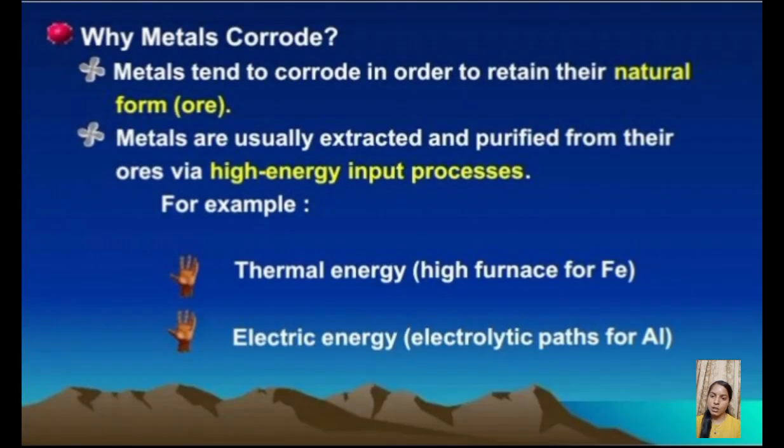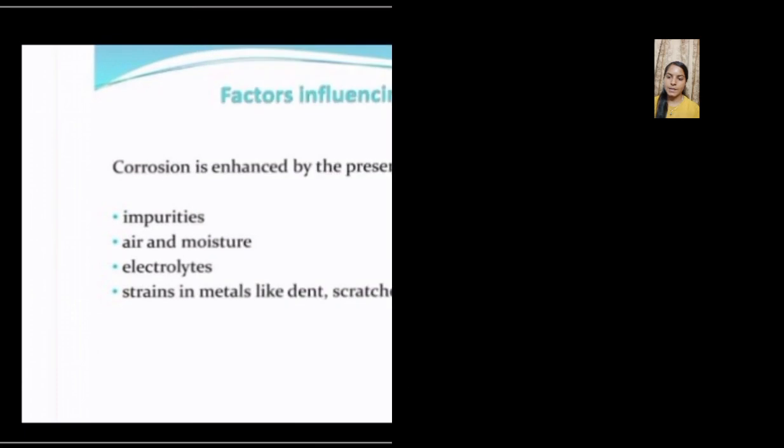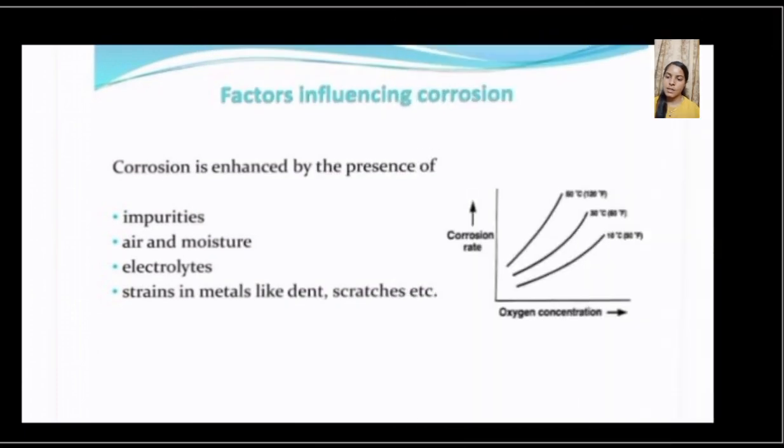Metals tend to corrode in order to return to their natural form, the ore. Metals are usually extracted and purified from their ores via high energy input processes. Example: thermal energy, that is blast furnace for iron, and electric energy, electrolytic baths for aluminium. Factors influencing corrosion: corrosion is enhanced by the presence of impurities, air and moisture, electrolytes, and strains in metals like dents, scratches, etc. The graph shows the oxygen concentration versus corrosion rate.